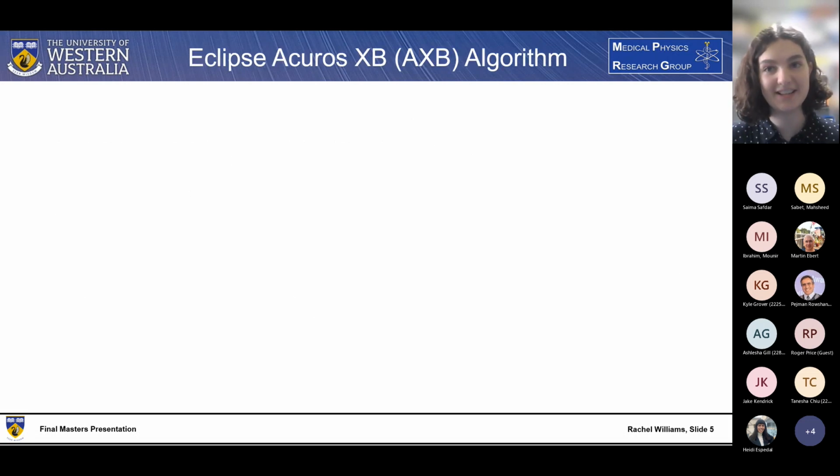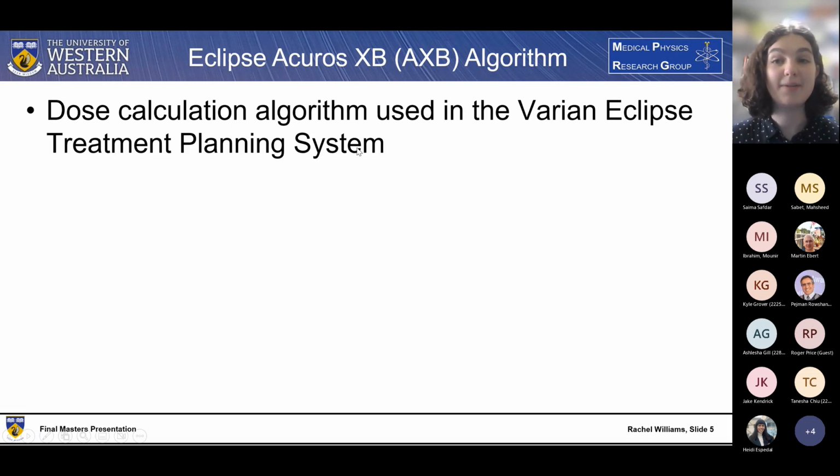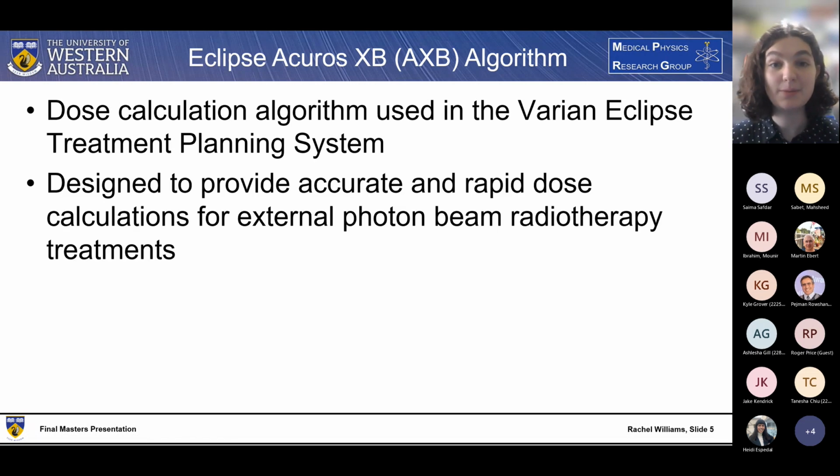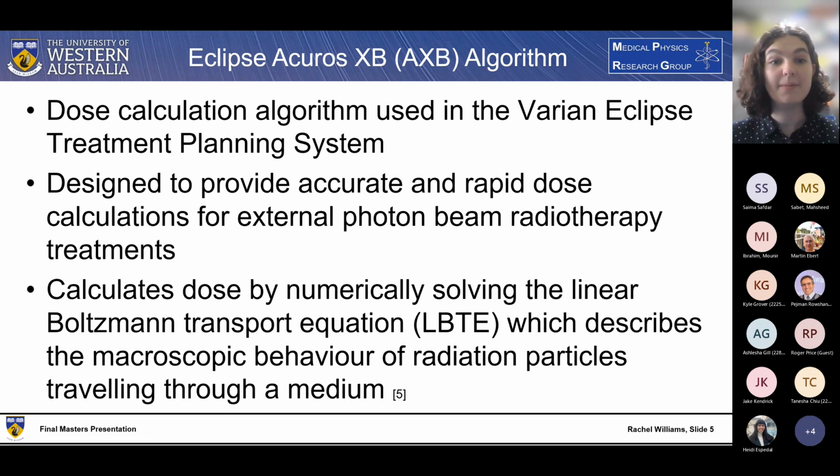The Eclipse Acuros XB algorithm is a dose calculation algorithm, a part of the Varian Eclipse treatment planning system, which is designed to provide accurate and rapid dose calculations for external beam radiotherapy treatments for beam energies between 4 to 25 megavolts. It calculates dose to the patient by numerically solving the linear Boltzmann transport equation, which describes the macroscopic behavior of radiation particles as they travel through a medium.